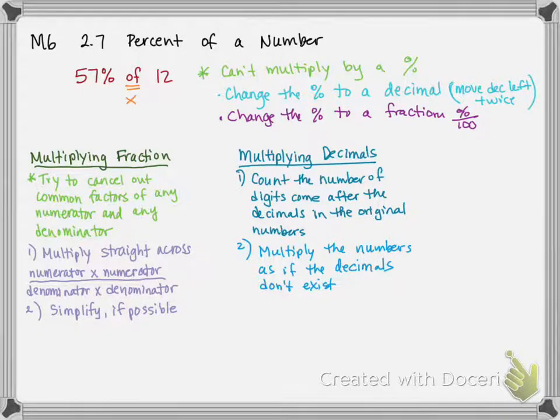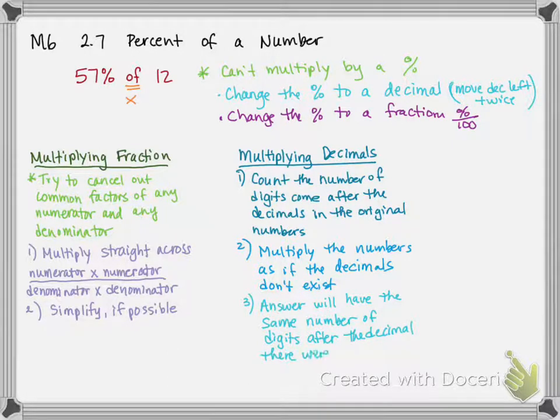And then the last thing is we got to put that decimal back in. So then the answer will have the same number of digits after the decimal that were counted in step 1. Okay?